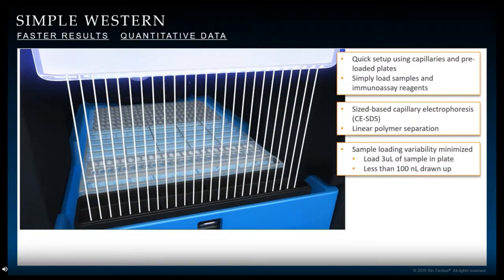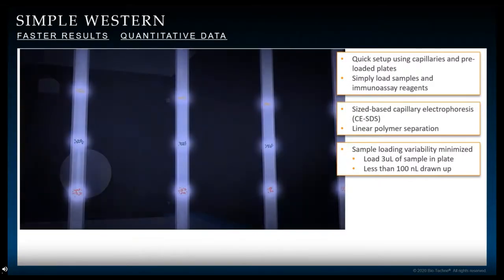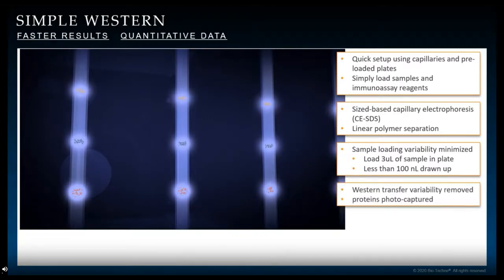Okay, so this step right here, this is why we are not a Western blot. By definition, a Western blot involves the blotting of proteins onto a membrane. And that is, again, a major source of variation in the classic Western blot. So we've eliminated that step by photo cross-linking our proteins onto the capillary surface. Now we can do the entire assay within that capillary.